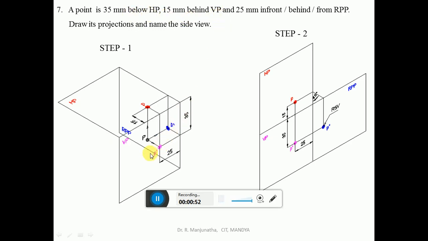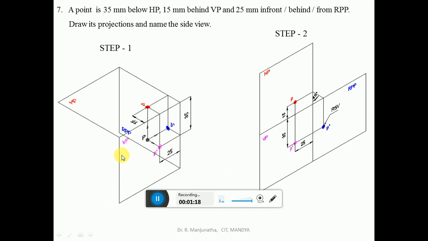Now here the point is in space, that is 35 mm below HP, and it is behind VP, so this behind VP is this distance, so this is the position of this point here. So when we view from the front view and the top view, it will fall on the respective images.